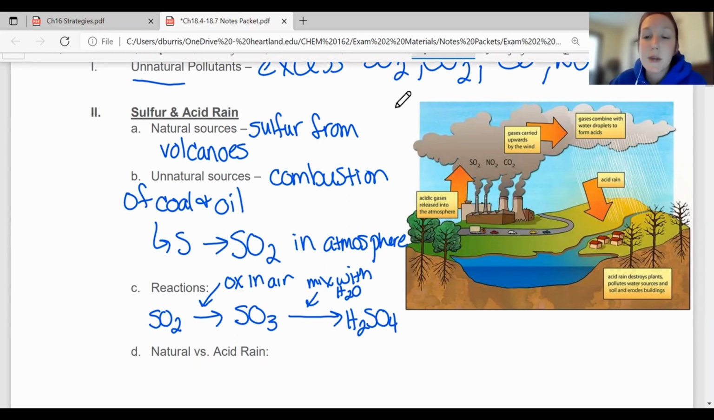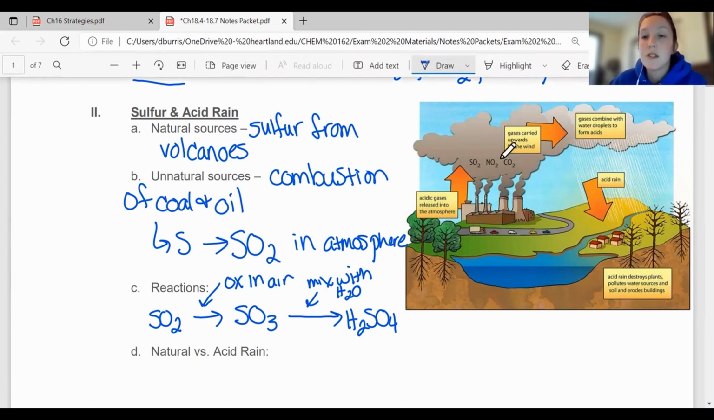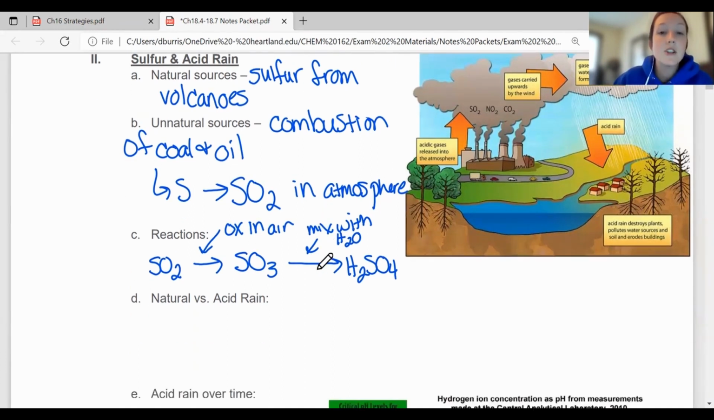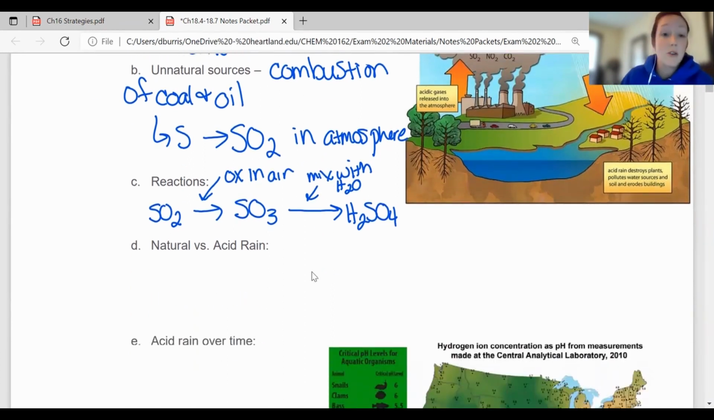So if you're looking over at this picture, a lot of the pollutants, and we're going to talk about NO2 and CO2 also, but right now we're focusing on SO2. When it gets produced, of course, it goes upwards and it gets into the clouds. And then once it comes back down, that's how we get acid rain, which of course can destroy all kinds of plant life.